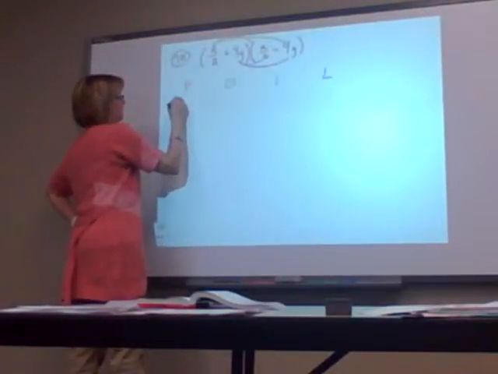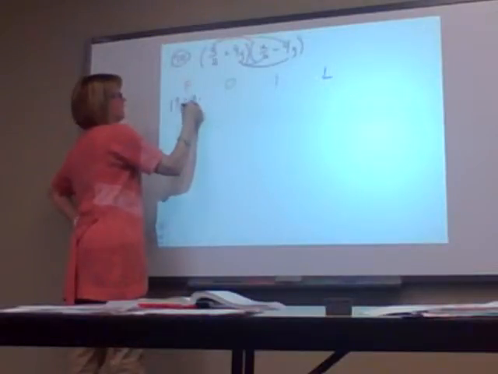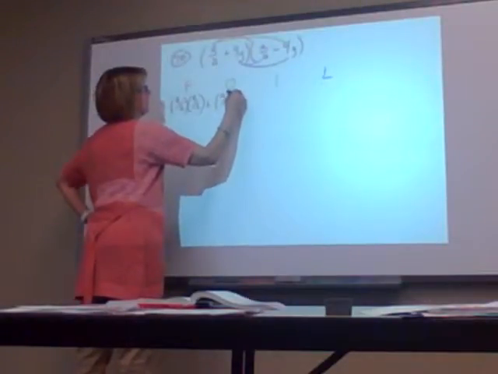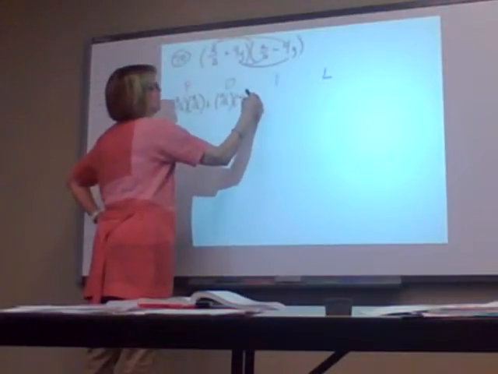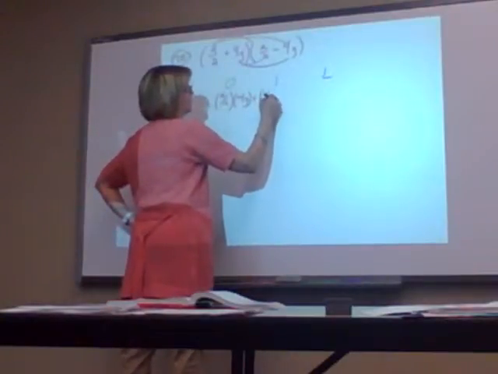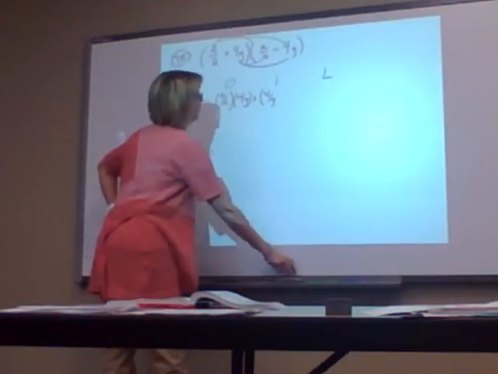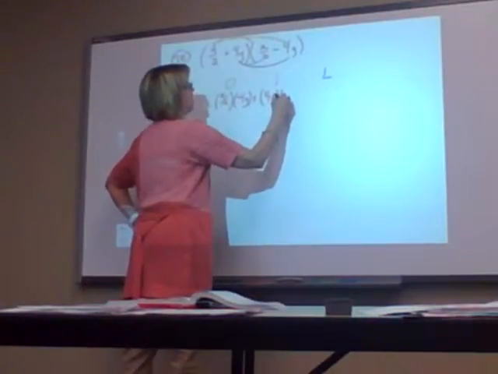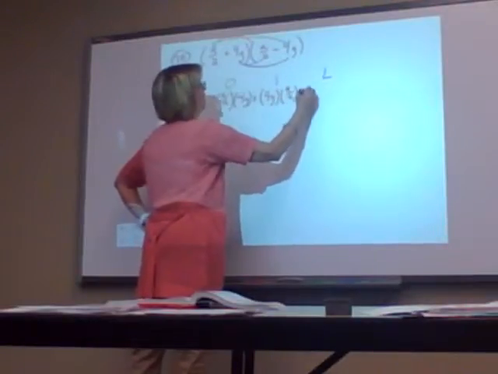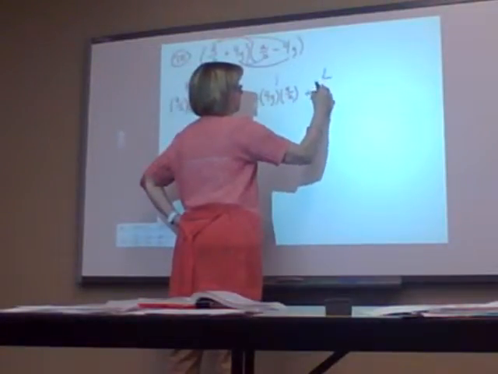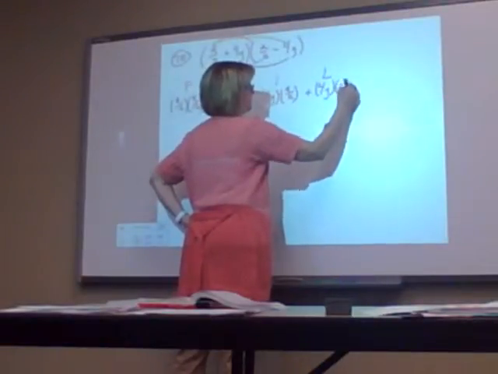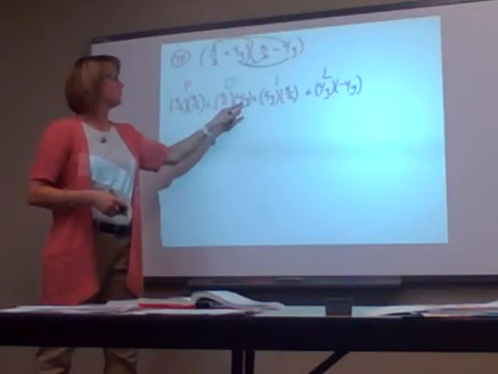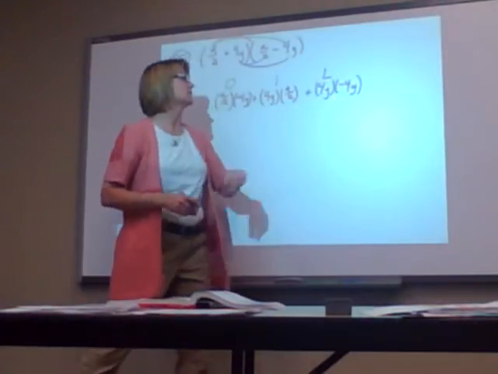First times first, a over 2 times a over 2, plus outside pairing, a over 2 times a negative 4y, plus the inside pairing, positive 4y, oops, not 4 over y, first times first, outer, inner, and then last times last.